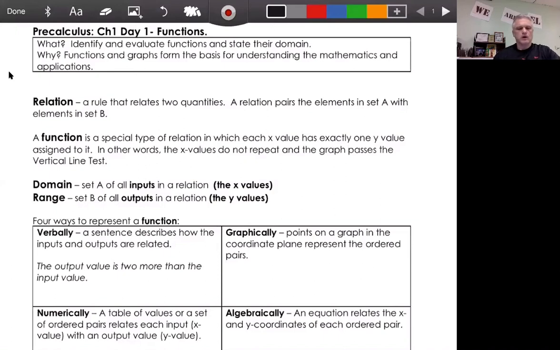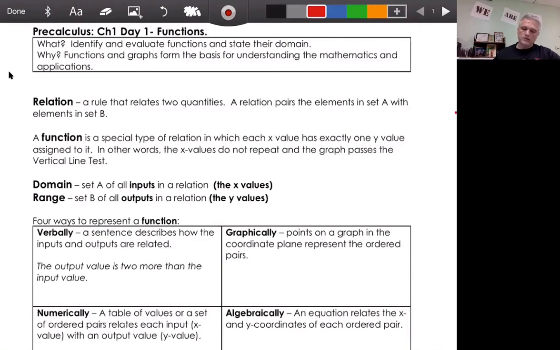So we're going to look at the definition of a function, and then we're going to do some stuff with functions. Before we get to functions, we want to talk about relations just for a second. A relation is any rule that relates two different quantities. If you look at a relation on a coordinate plane, a relation is just a scatter plot. It's a bunch of x's with y's. So for every input, there's an output. Every x, there's a y.